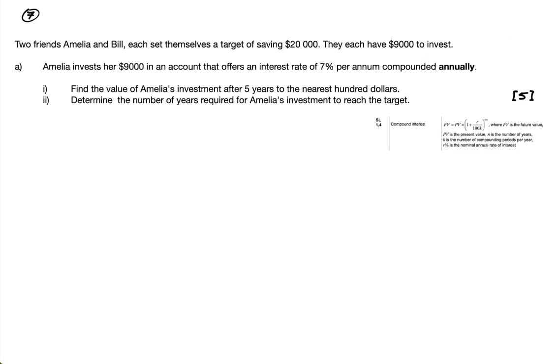Okay, question 7. So this is obviously a finance question. We have two friends, Amelia and Bill. They set themselves a target of $20,000 to save. They each have $9,000 to start with.